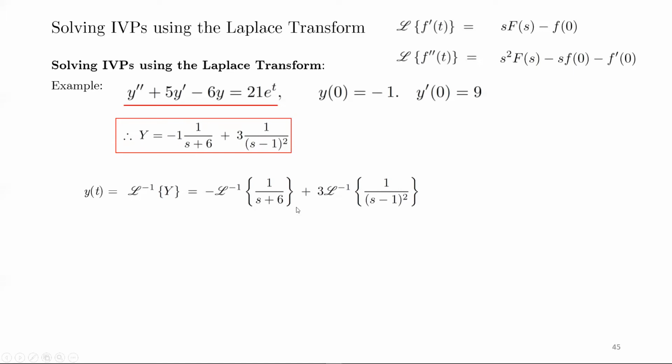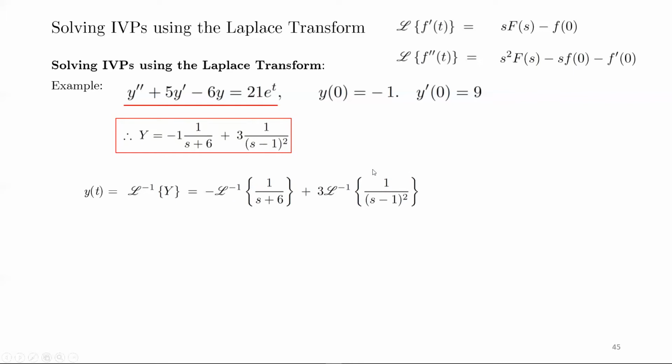Okay, so the first term here is quite straightforward, because if you recall, the Laplace transform of e to the at is equal to 1 over s minus a. So if a is equal to negative 6, then the exponential of negative 6t corresponds to 1 over s plus 6. So this first term is simply going to be negative the exponential of negative 6t.